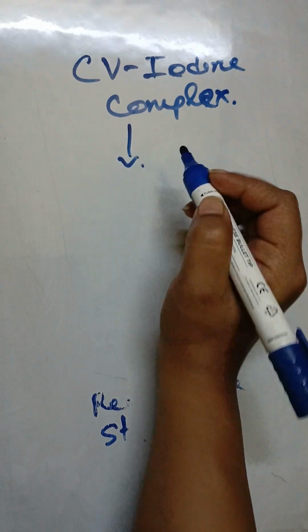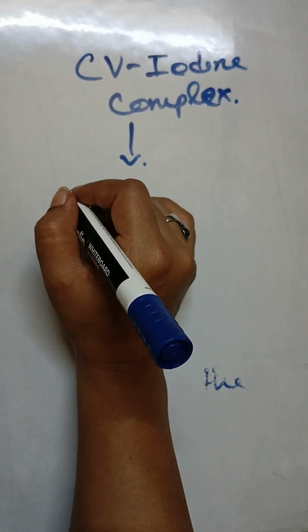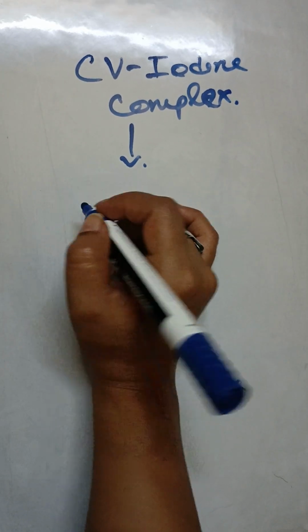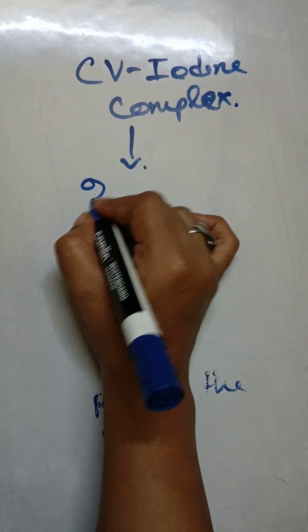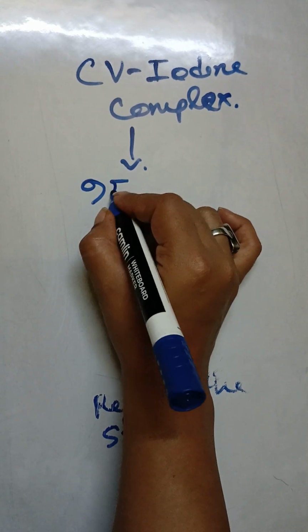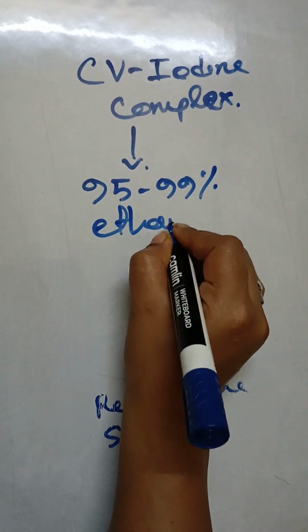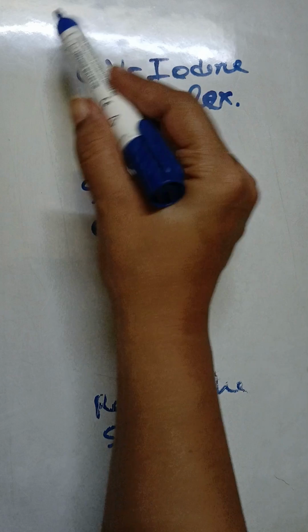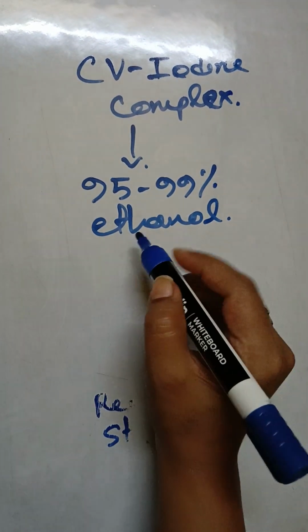Now, in the third step, the decolorization step. Why? Because we will use a decolorizing agent known as ethanol, and 95 to 99% ethanol should be used to decolorize the bacterial cell wall, because the stain is retained inside the bacterial cell wall.